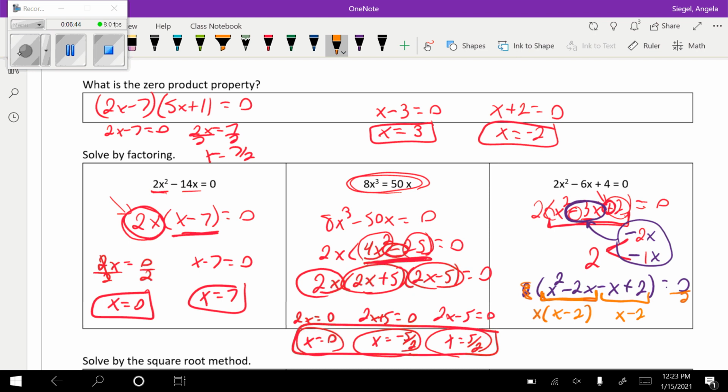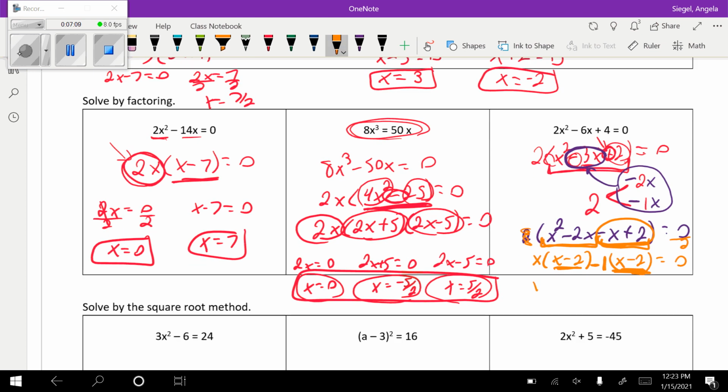I want this one to look like these 2 binomials that I just created, x minus 2. So I need to figure out what I must factor out. Well, the only difference between this and this is the signs. So if everything is the same except the signs, I'm just going to factor out minus 1. Okay, then finally, we're going to regroup them as x minus 1 times x minus 2.